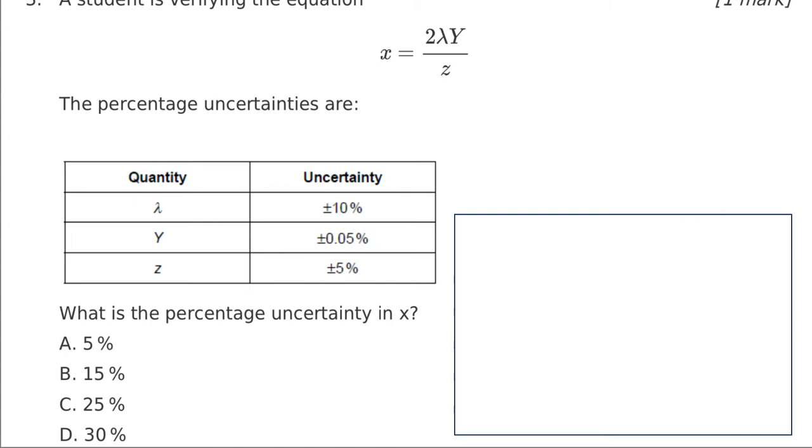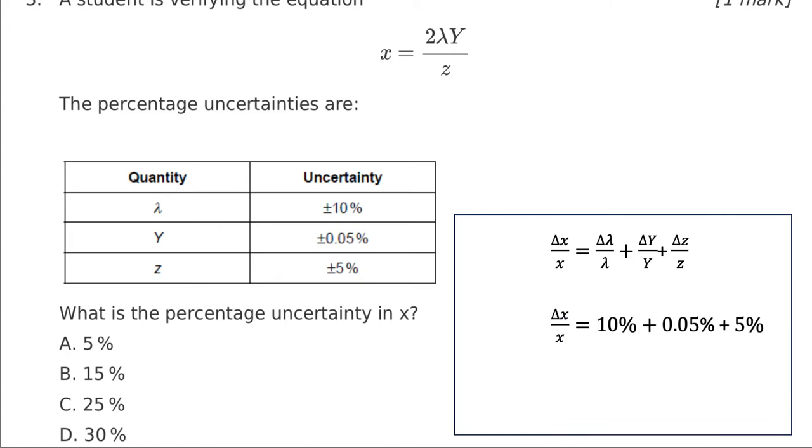We can just miss the top of this one, but don't worry, the question's there. We've got a quantity now which is x equal to 2 times lambda times y divided by z. And again, we don't know what these things are, but it doesn't matter. We want to know the percentage uncertainty in x. Well, we are multiplying and dividing here, and so therefore the percentage uncertainty in x is the sum of the percentage uncertainties in the other quantities. Delta lambda over lambda, delta y over y, and delta z over z. All we have to do there is add them together.